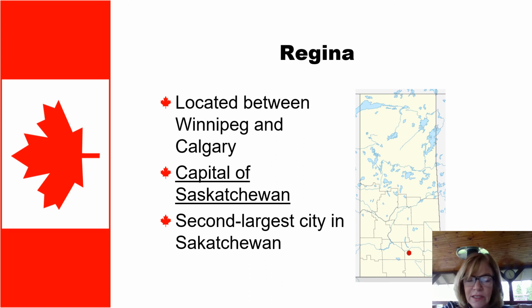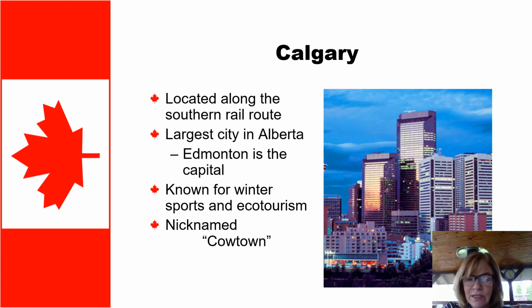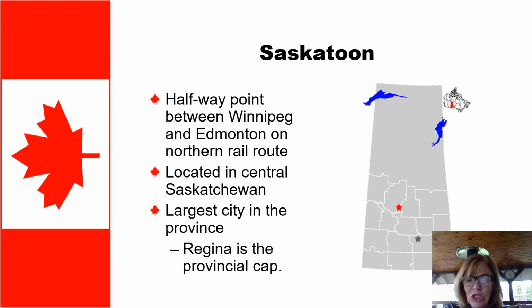And then Regina, this is the capital of Saskatchewan. If you go further north, you could go to Saskatoon. It's located on the railroad between Winnipeg and Calgary. Second largest city in Saskatchewan. Saskatoon is the largest. Okay, and here is Calgary. It's the largest city in Alberta, but Edmonton is its capital. So it's a modern city. It's up there in northern Canada. It was along the northern railroad route, and it's known for a lot of winter sports and for ecotourism.